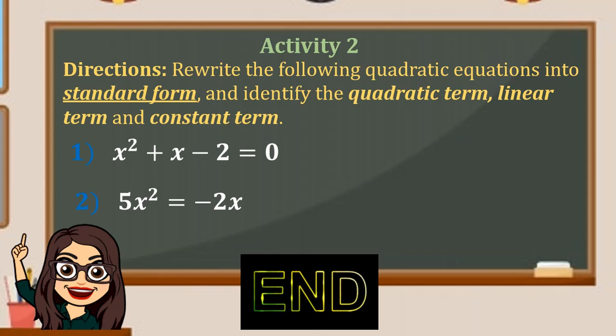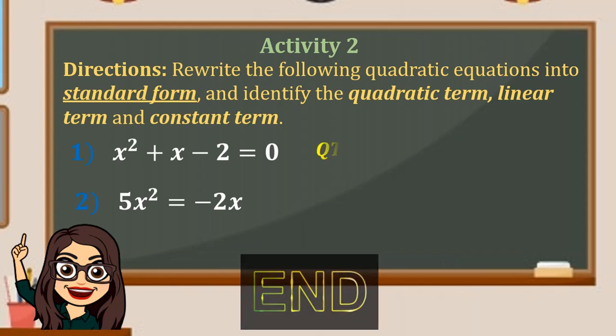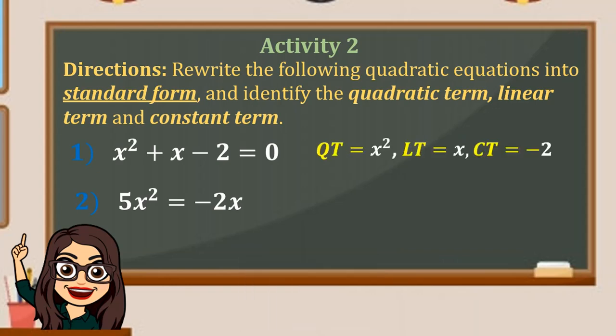Time's up again. So, for example number 1, si number 1 ay already written in standard form, so hindi natin siya gagalawin pa. Diretso tayo sa pag-identify ng different terms. For number 1, quadratic term is x squared, linear term is x, then constant term is negative 2.